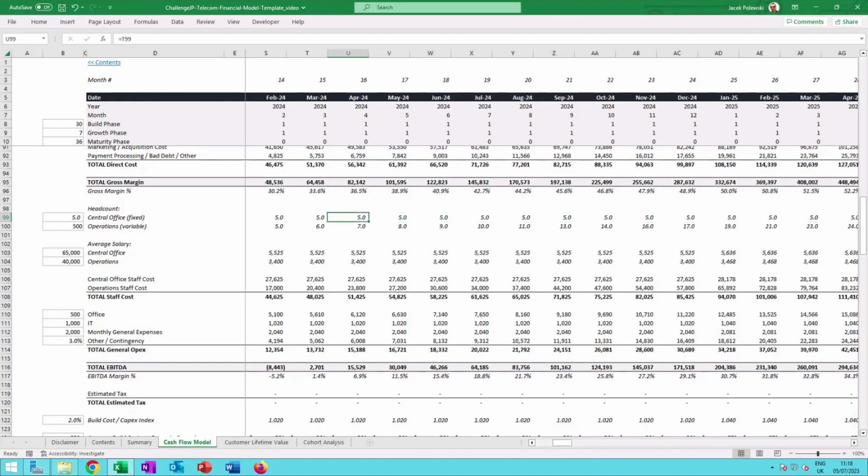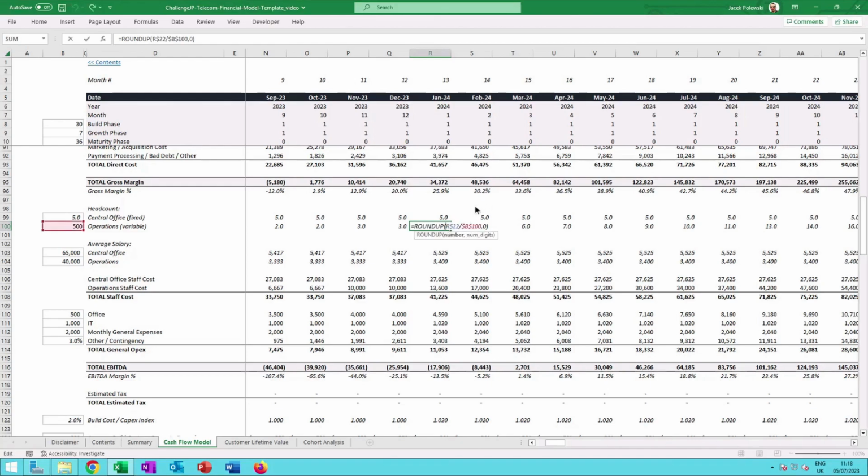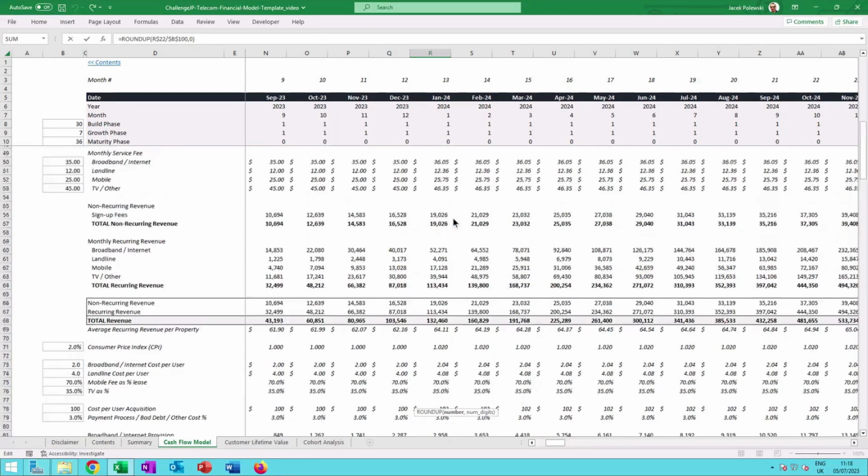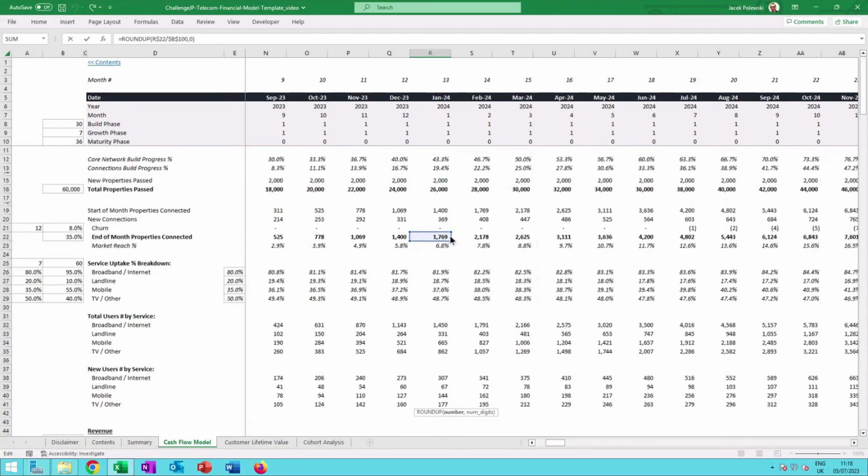The difference between the two is that your headcount for the central office is pretty much static, so that's more predictable, whereas the operations varies. You see that actually it's growing, and that number varies depending on the number of connections that you will have in your network. So the number of your customers.